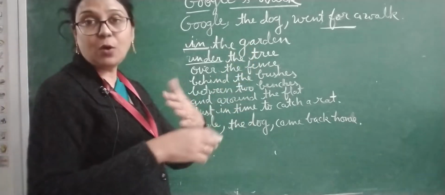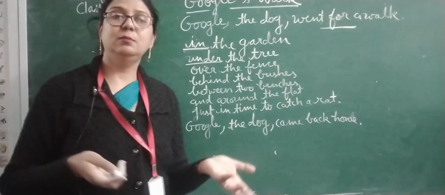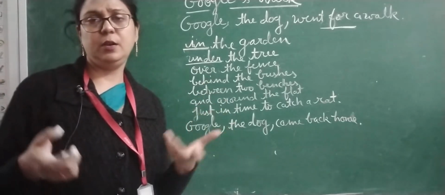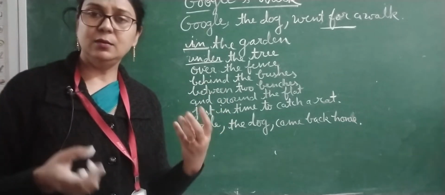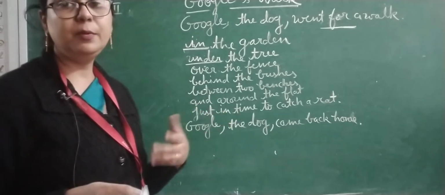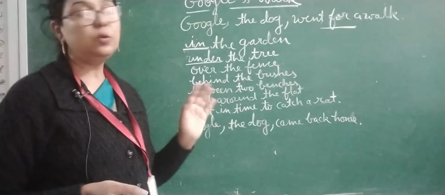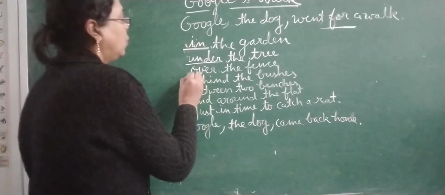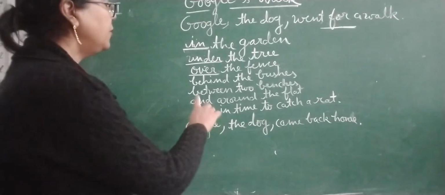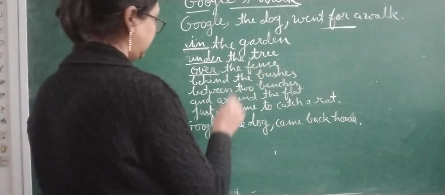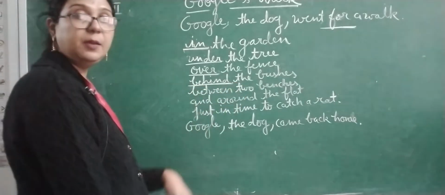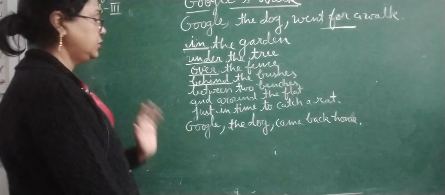Fence, that is called a very delicate boundary made with the help of wood, or you can say iron mesh and so on, and sometimes we also make fencing of plants. So over the fence. Okay, this is a preposition. Now behind the bushes. So here behind, behind means behind. Behind the bushes.